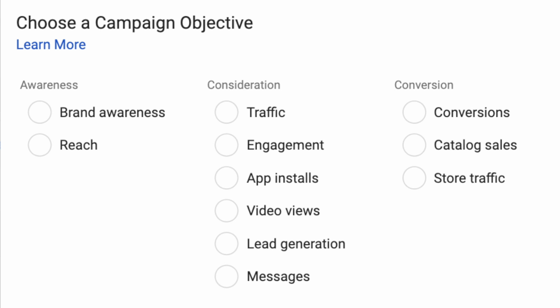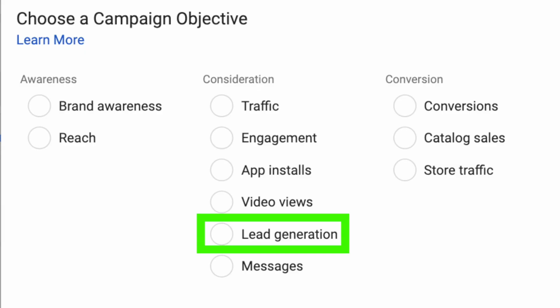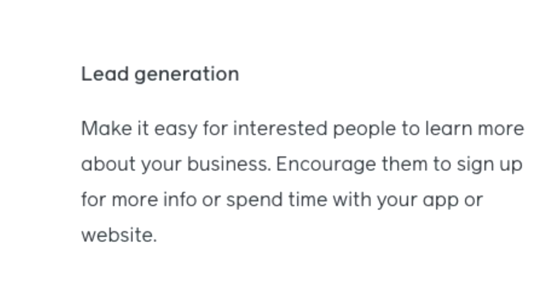Alright, so let's first start off by defining what are we even talking about. In Facebook, there are 11 types of Facebook ad campaigns that you can launch whenever you're advertising on Facebook. The type of campaign that we're covering today is the lead generation campaign objective. And by definition, the lead generation campaign objective makes it easy for interested people to learn more about your business, encouraging them to sign up for more info or spend time with your app or website.